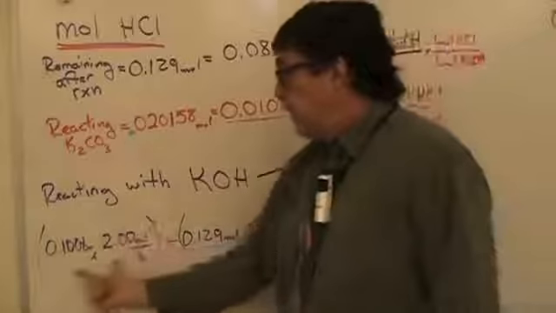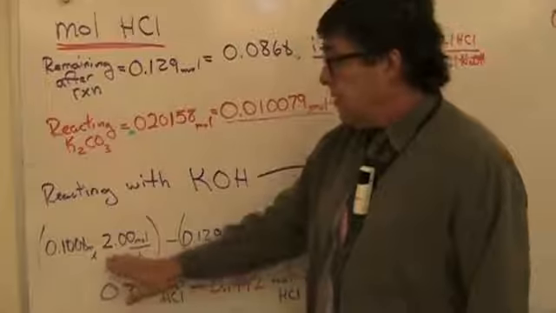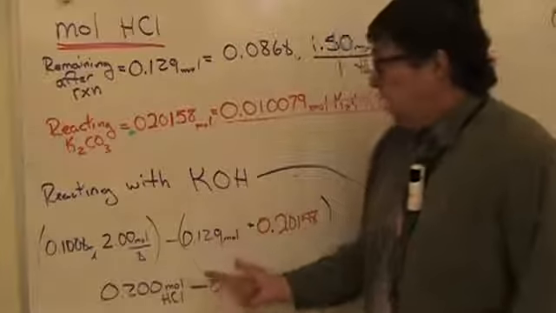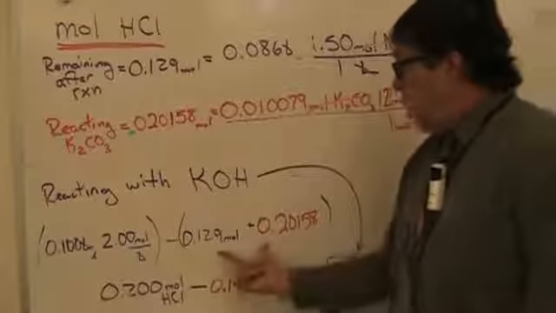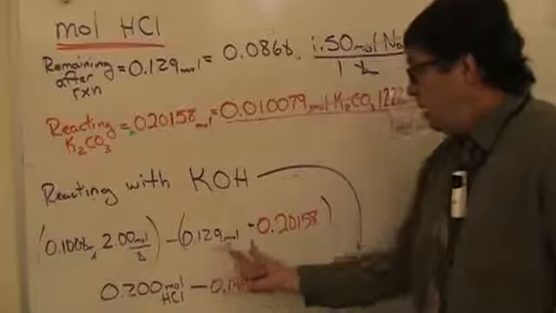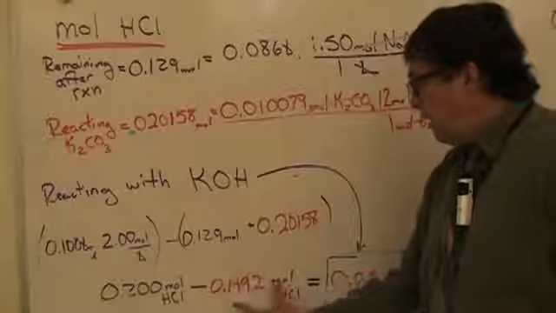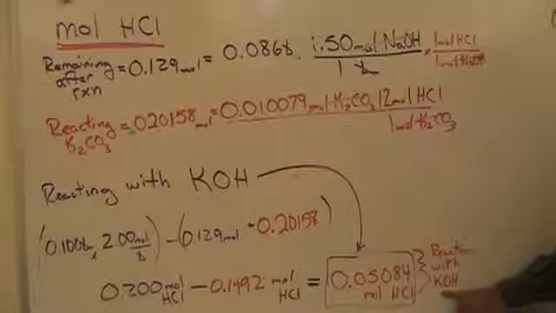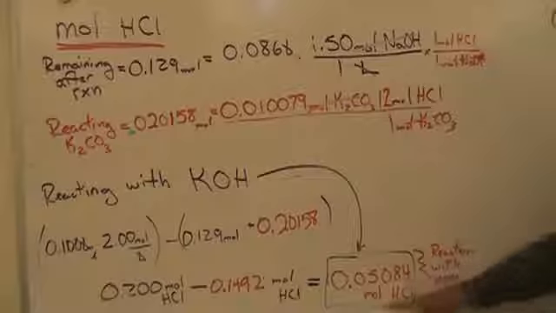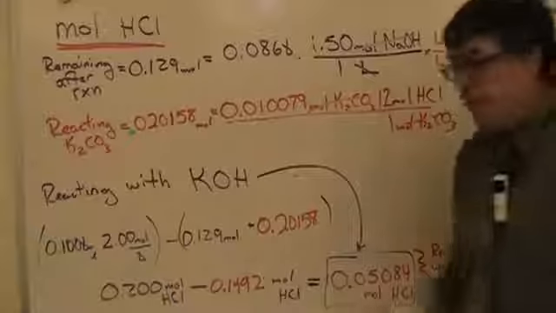I know the total amount of acid. Now this goes clear back to the beginning of the problem. There was 100 milliliters of the acid and it was 2 moles per liter. So that gives me 0.2 moles of HCl right at the beginning. And I know I had this much left over and I reacted this much. So if I subtract these from the original amount, it will tell me how much reacted with the potassium hydroxide. So 0.05084 moles of hydrochloric acid reacted with the potassium hydroxide.